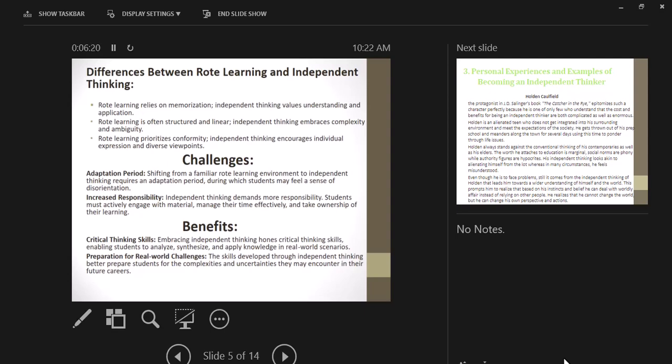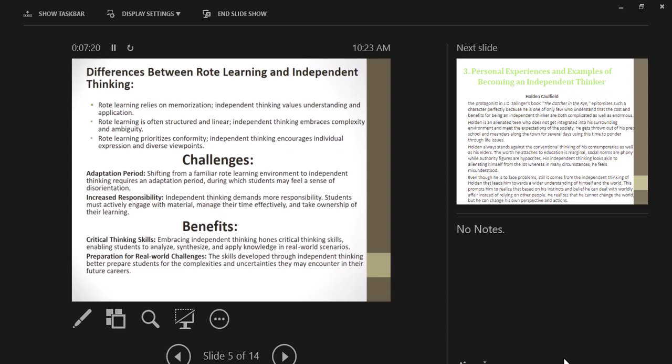As you may guess, there are challenges that we may face when transitioning from rule learning to independent learning. Some of them are the adaptation period. Independent learning can't be acquired at once, but it's a life journey that takes time and dedication. So we're going to face some disorientation when transitioning from rule learning to independent learning. And the other one is increased responsibility. Independent learning is not just taking information at hand, but it takes critical analysis and questioning assumptions. So it has greater responsibilities than rule learning.